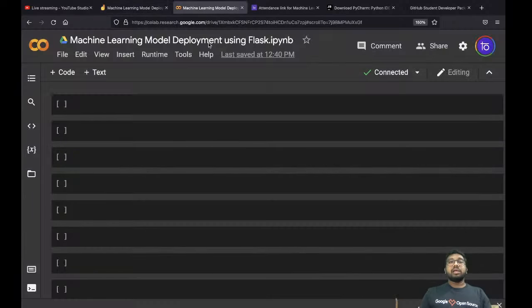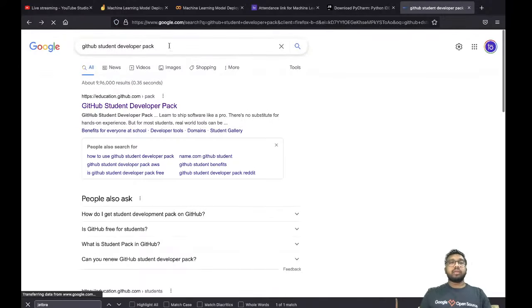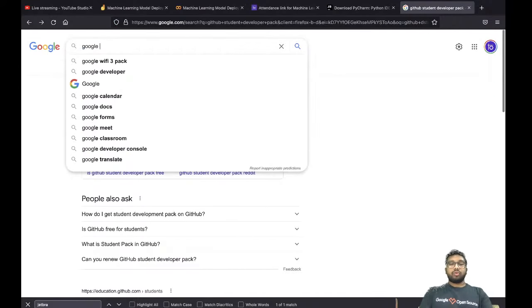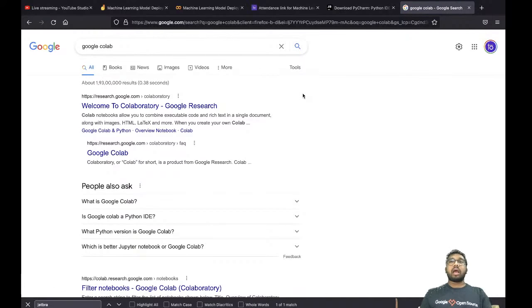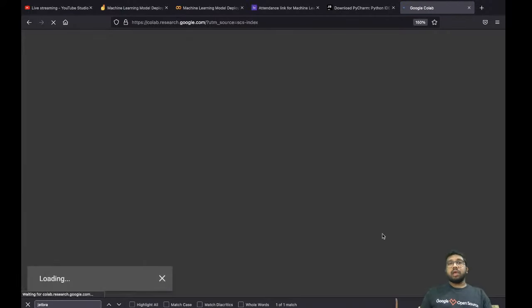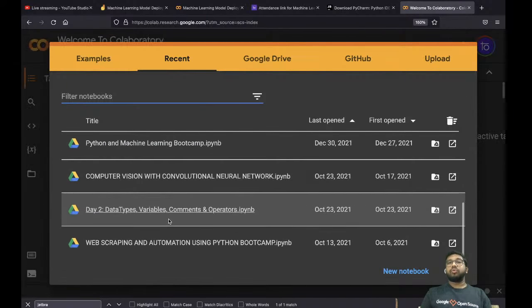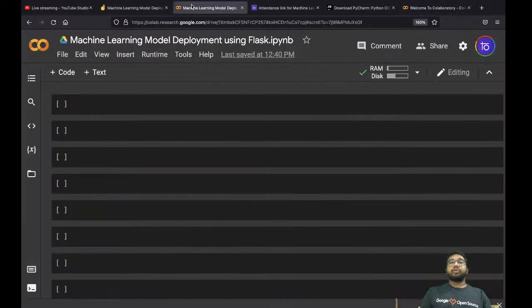This is how Google Colab looks. How can I find Google Colab? You need to go to Google and search for Google Colab. In order to use Google Colab, you need to have an email ID or Gmail ID, and I am pretty sure that every student has that, right? Click on Google Colaboratory, and from here you can create your own Colab. You can click on New Notebook and it will create your new notebook.